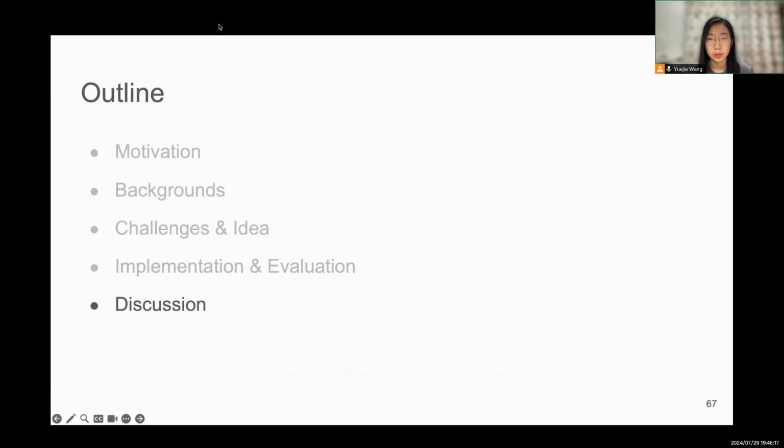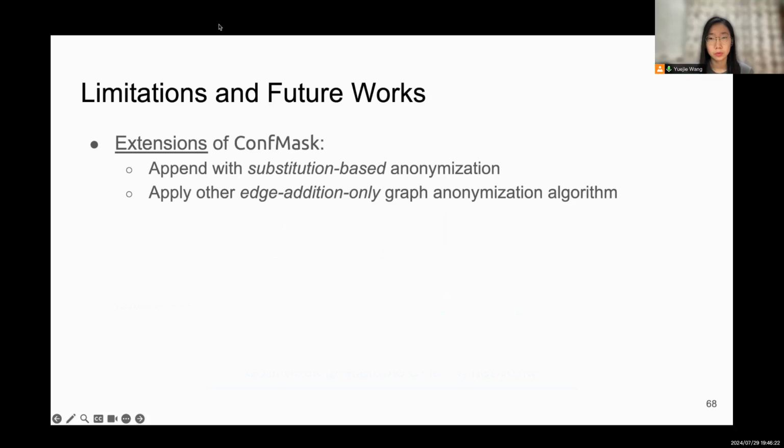Lastly, I will discuss some limitations and future works. There are a few straightforward directions to extend this work. In ConfMask, we only focus on the privacy of the implicit information included in the configurations, which is orthogonal to substitution-based approaches. For example, NetCode can be appended to the ConfMask workflow to further hide the network address. Another way is to use different graph anonymization algorithms to satisfy different anonymity requirements. The same workflow will apply to any algorithm that only requires edge additions.